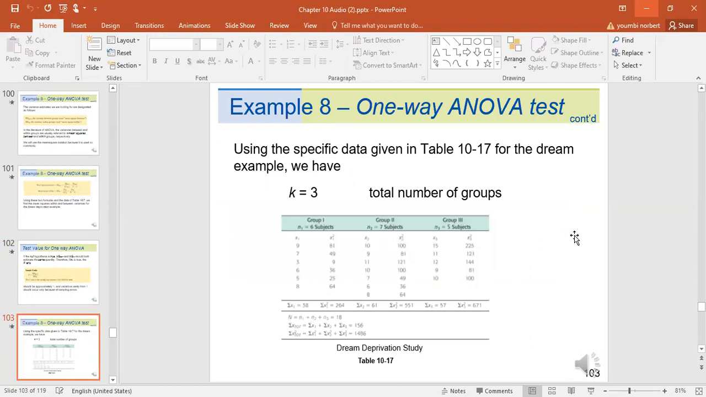Between is bigger than within, naturally. Remember, as I said, make S1 bigger than S2. So we are going to do the mean of the square between divided by the mean of the square within.